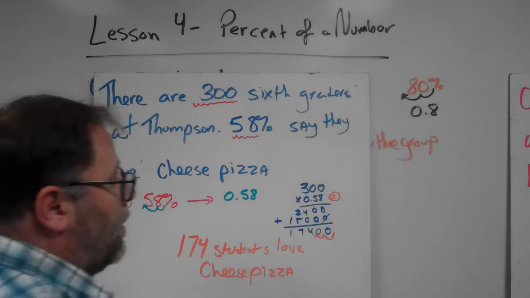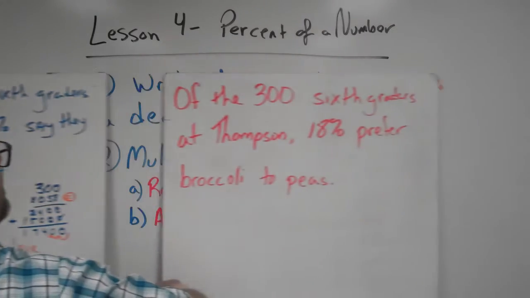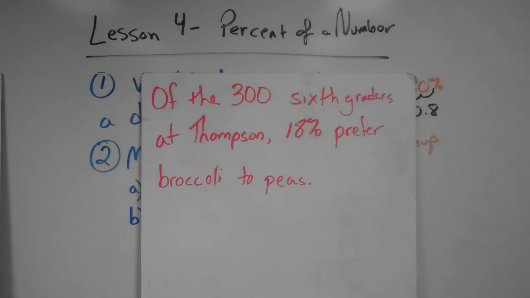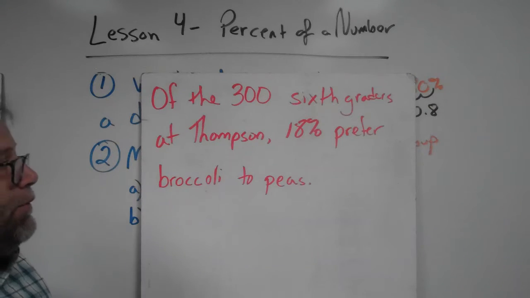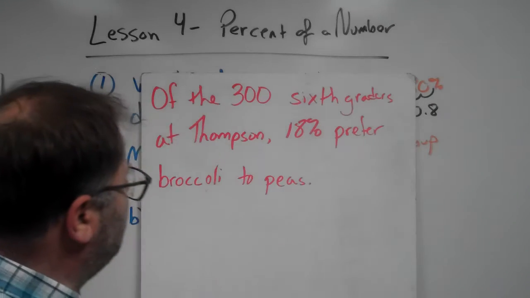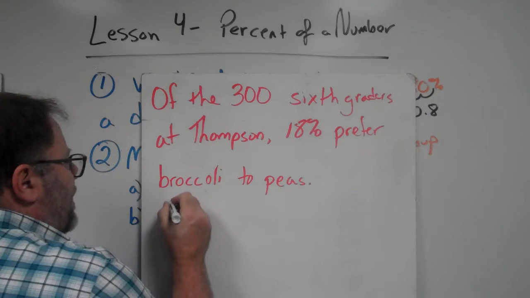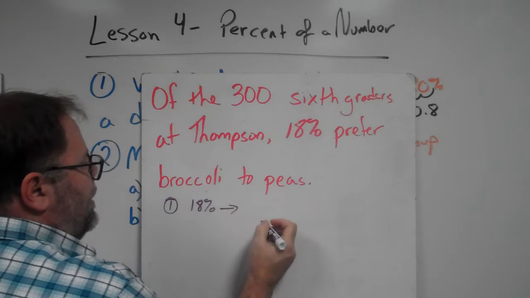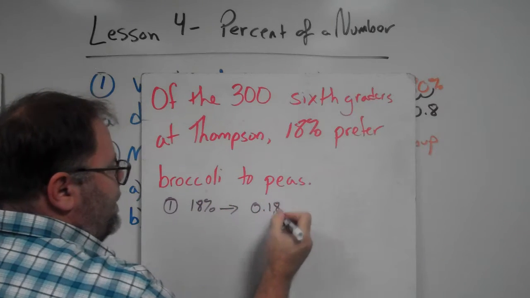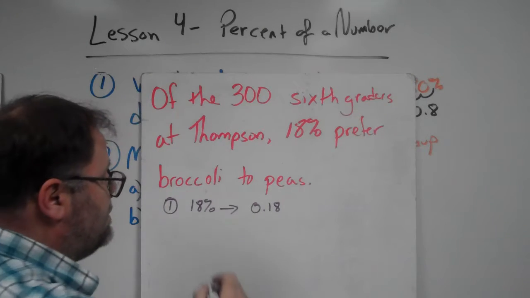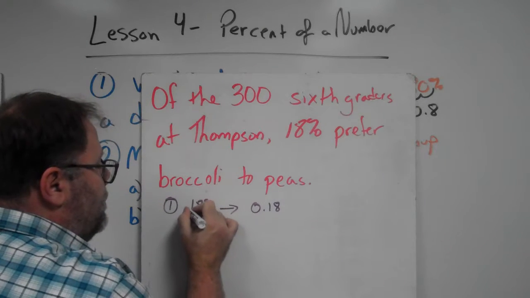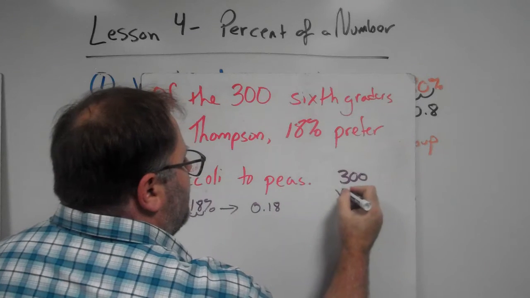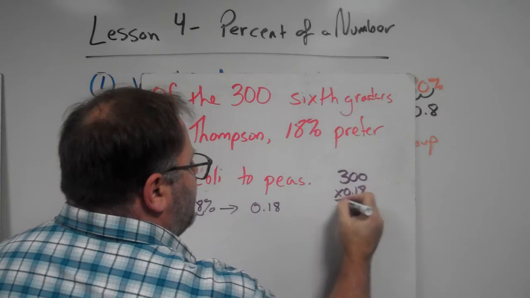Let's do one more, like this. Of the 300 graders at Thompson, 18% prefer broccoli to peas. That's a small number. So let's go, we're going to take that 18%, turn it into a decimal, 0.18. All I did was move it 2 to the left. Then I do my multiplication, 300 times 0.18.